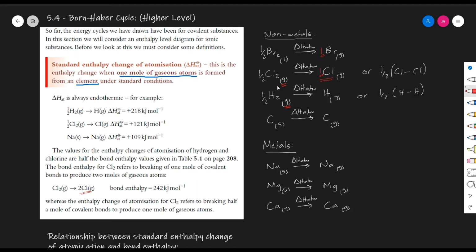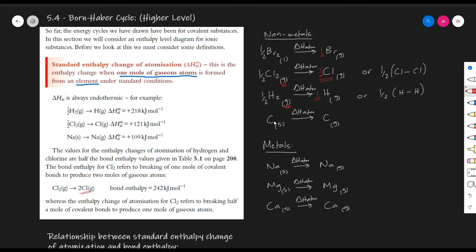The same applies for hydrogen gas. The enthalpy change of atomization of hydrogen to produce 1 mole of gaseous atoms would also equal half its bond enthalpy. Or you could look at it as the bond enthalpy of hydrogen would equal 2 times its enthalpy change of atomization, and the bond enthalpy of Cl2 would equal 2 times its enthalpy change of atomization.